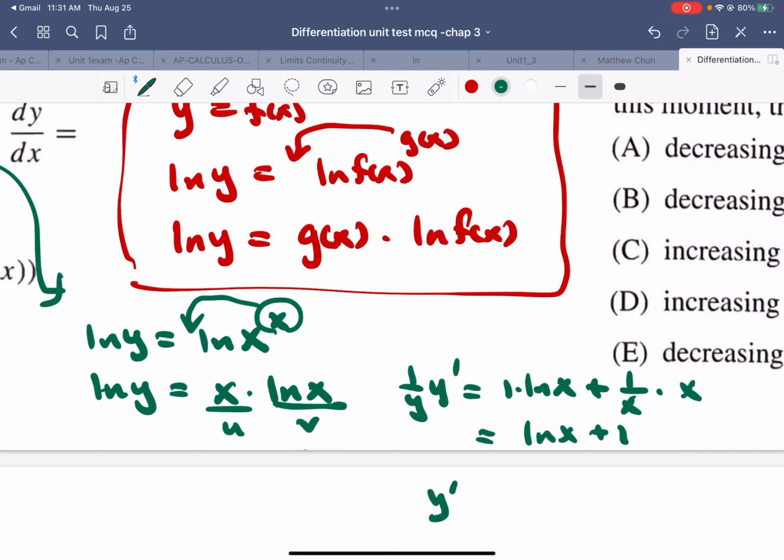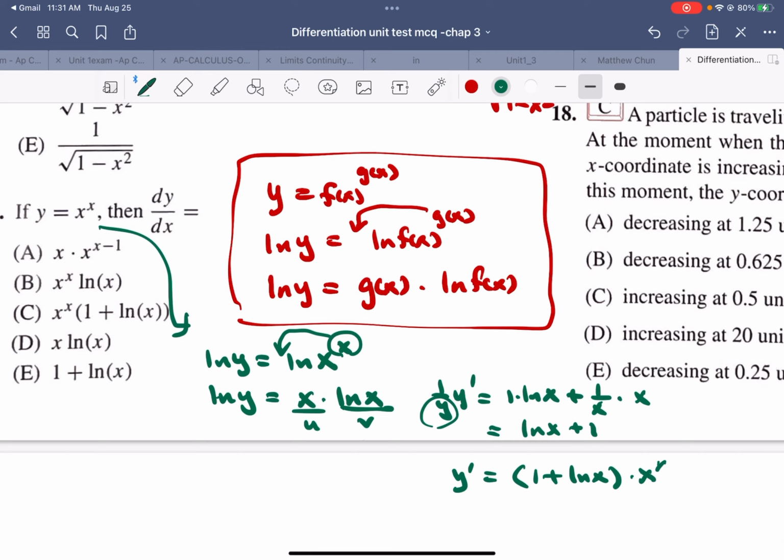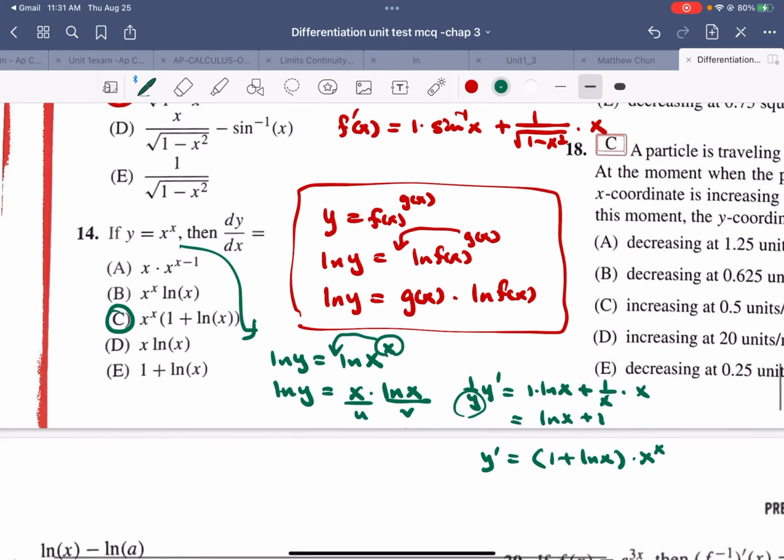Now what is then y prime? Then 1 plus ln x times your y value. Okay, this y value is on the other side. y was x to the x. Okay, so which one is the same as that? C. Okay, so the same as C.